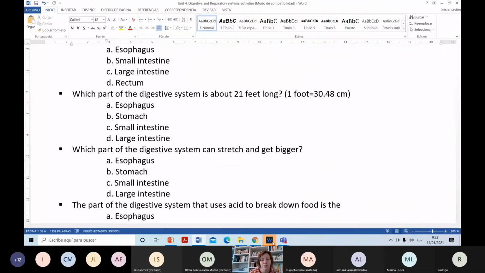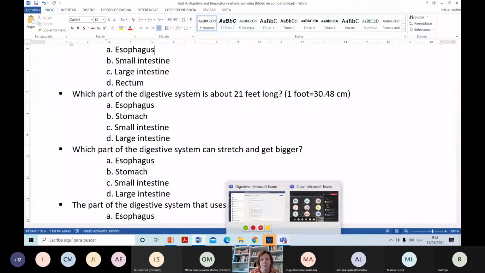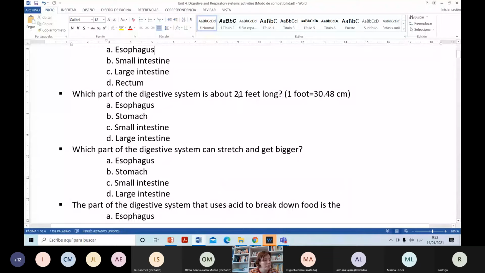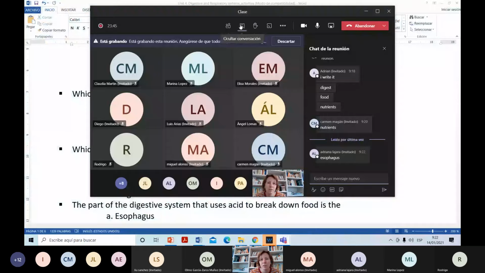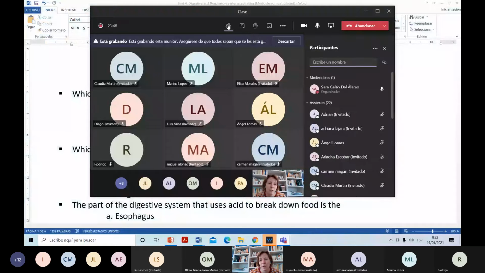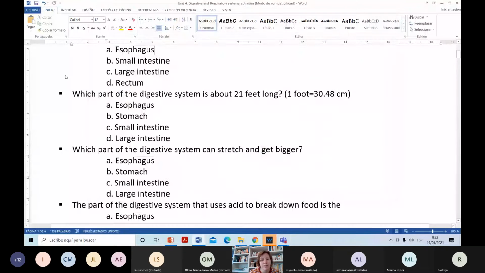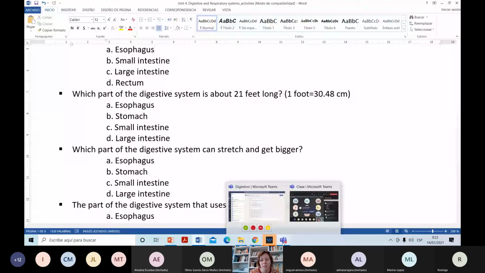The third one: which part of the digestive system is more or less 21 feet long? 21 feet is more or less 6 meters and a half, so from 6.5 to 7 meters. Which part of the digestive system am I referring to? This question goes to Angel. Angel, which is the tube that is more or less 7 meters? Is it the esophagus, the stomach, the small intestine, or maybe the large intestine?